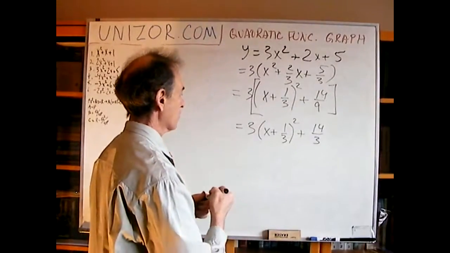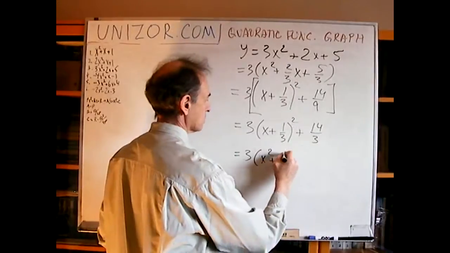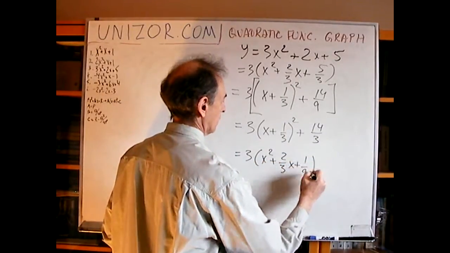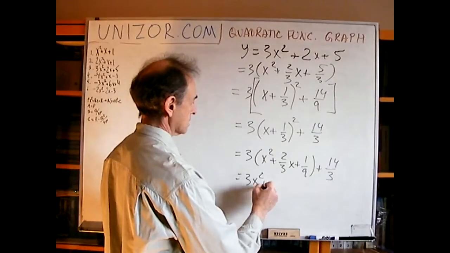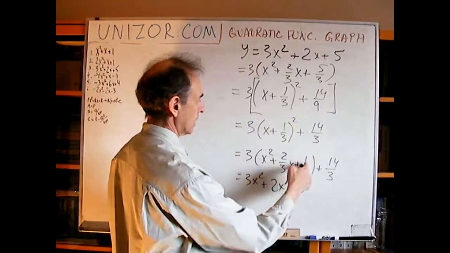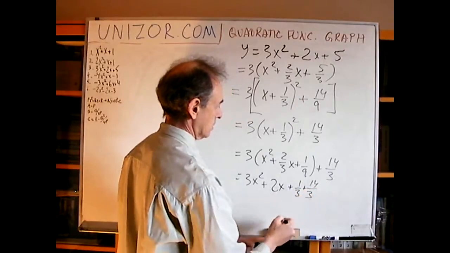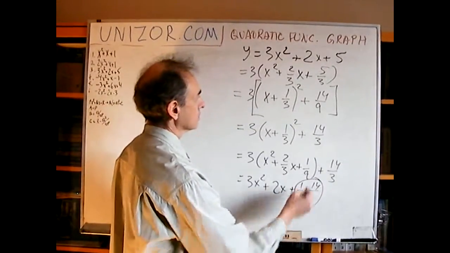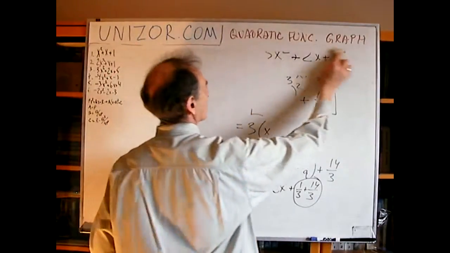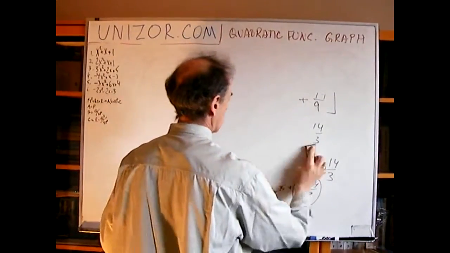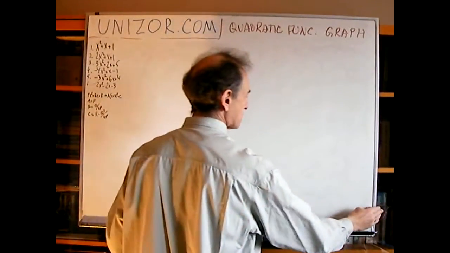Just in case, let me check that I'm right. So it's 3 times x squared plus 2 times x times 1/3, so it's 2/3 x plus 1/9 plus 14/3. So it's 3x squared plus 3 times 2/3, it's 2x. 3 times 1/9 is 1/3 plus 14/3. So it's 15/3, which is 5. Yeah, I'm right. So checking is fine. All right, so that's it for this particular example. So let me just continue doing exactly the same thing. After a few more, we will all be very comfortable with this particular transformation.